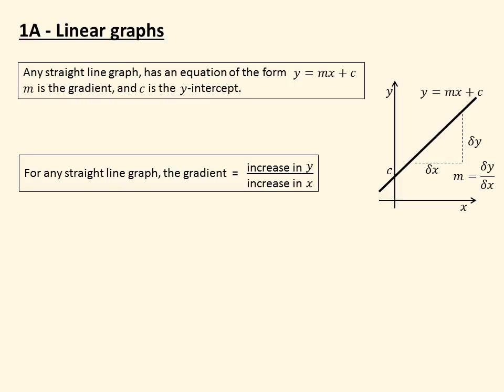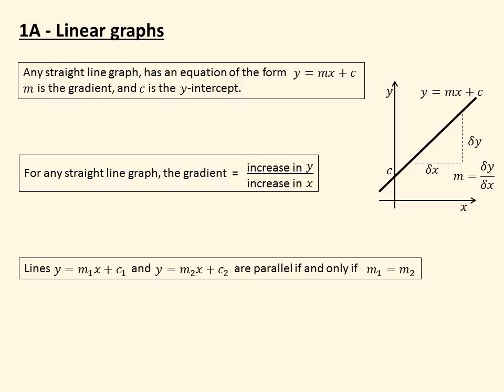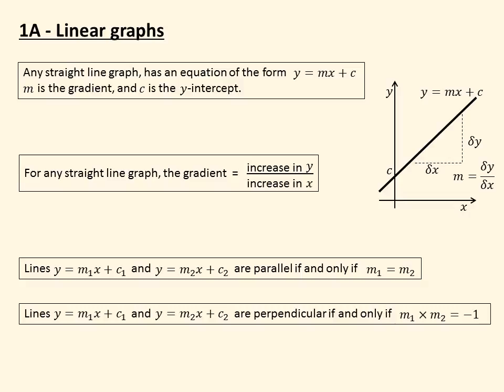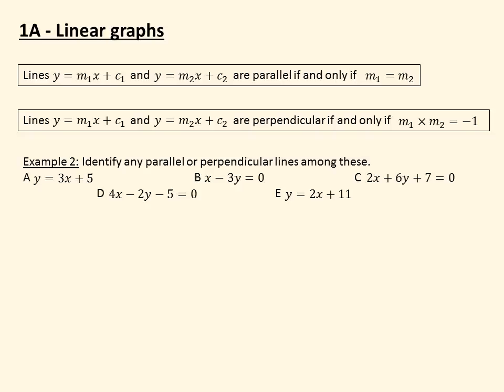There are two special cases for straight line graphs. Firstly, when two lines are parallel. This happens when the gradients of both lines are equal to each other. There is also the case when the lines are perpendicular. This happens when the product of the two gradients is -1. We can use these two facts to identify parallel and perpendicular lines.